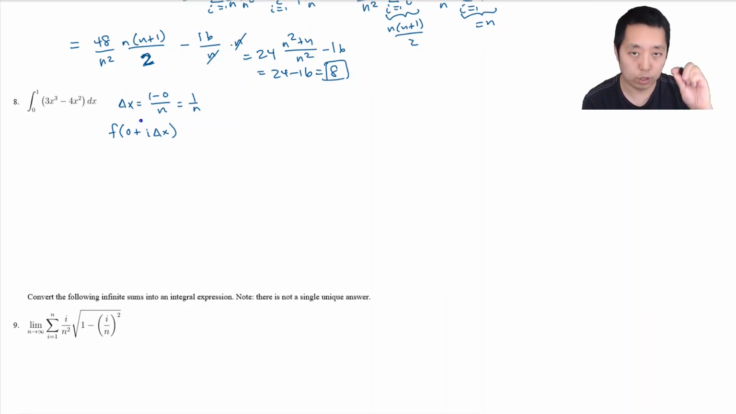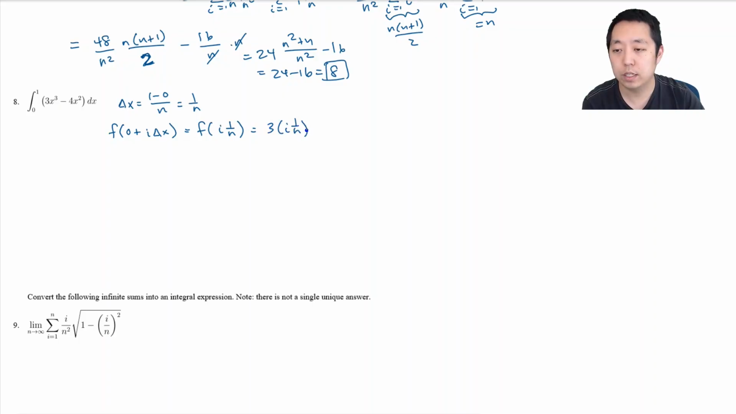Like I'm scooting over in the x point, and that's because I'm using a right-hand sum. That's f of i times x, which is just i times 1 over n. If I plug in i times 1 over n, I'm going to get 3 times i times 1 over n cubed minus 4 times i times 1 over n squared. So this is the height and this is the width of my rectangle.